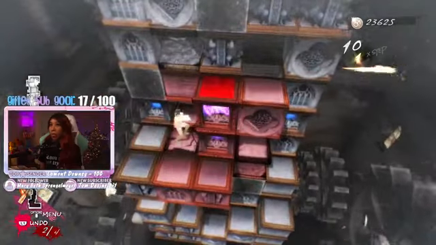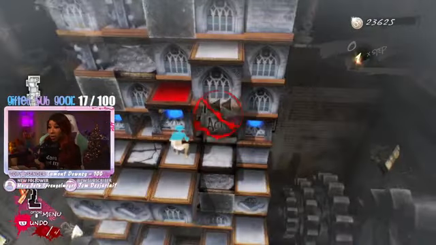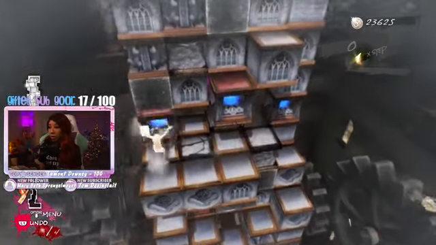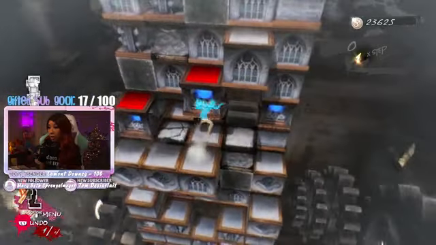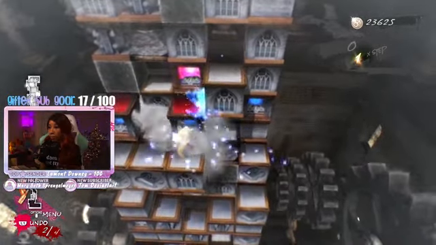I just need to get up there faster. If you're stuck, it may be best to try and undo the rules.